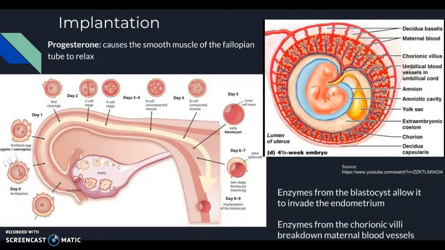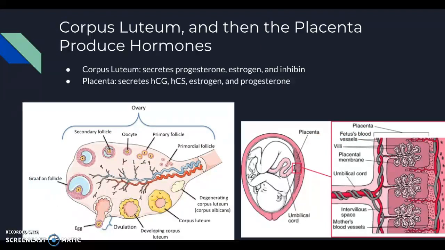The chorionic villi secrete enzymes that break down the walls of the maternal blood vessels, and blood begins to pool, which will eventually form the placenta. The placenta is a large source of maternal blood pooling. It gets about 10% of the cardiac output, which plays an important role in the secretion of hormones by the placenta, which we'll get into a little bit later in this lecture.